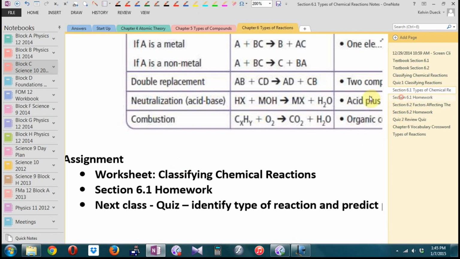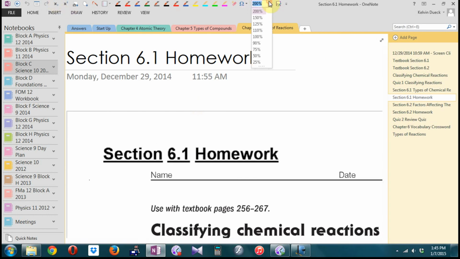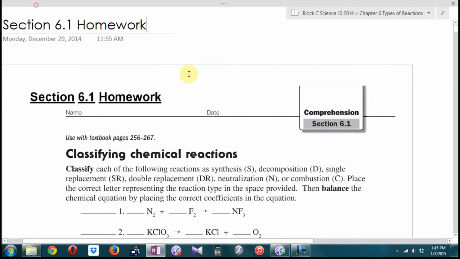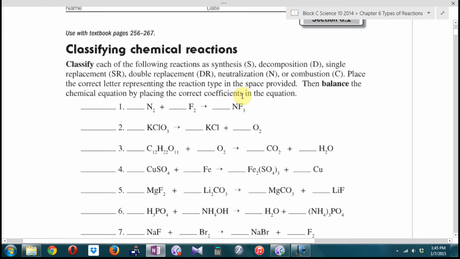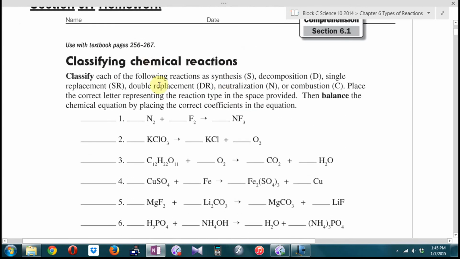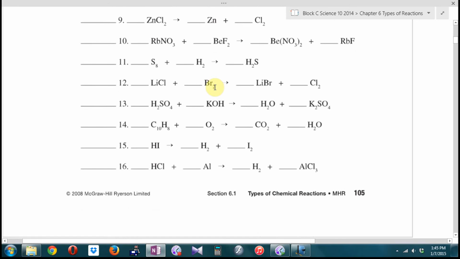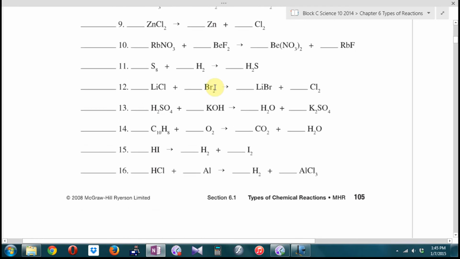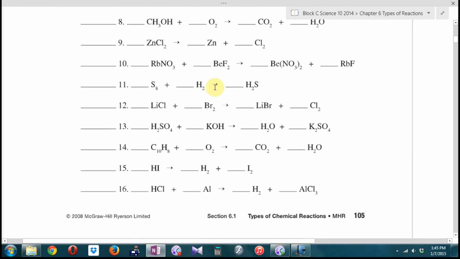What's your homework? So can you look at 6.1 homework? I did include the answers, which is why it's so thick. So homework, certainly you can try number 1, and they've given you the products, page 1. This is homework here, and balance. Okay? Check your answers.